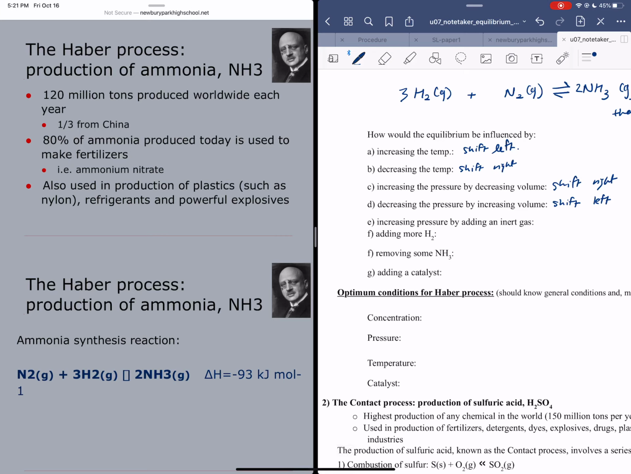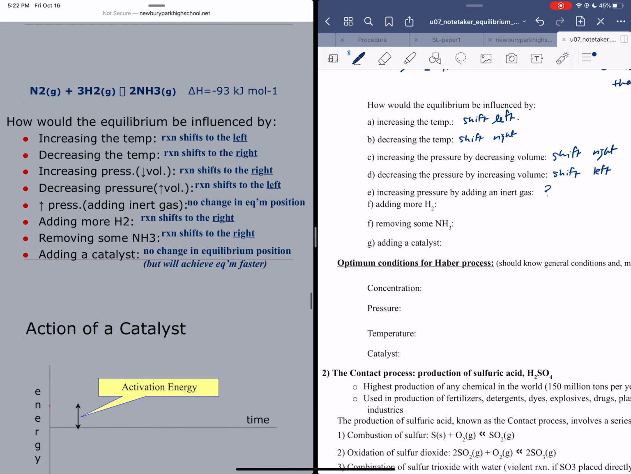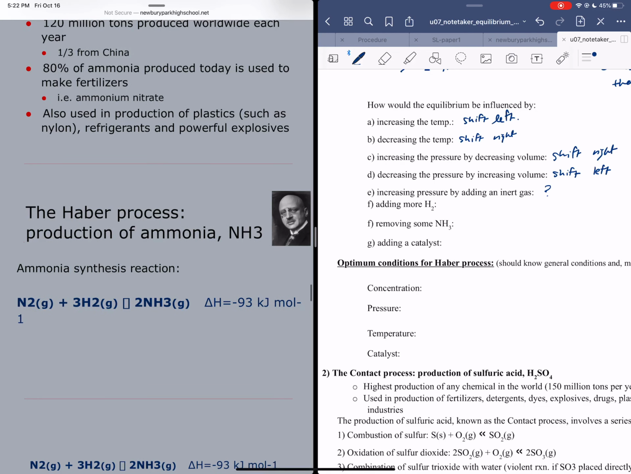Increasing pressure by adding an inert gas. This one is a bit controversial in our class. Inert gases apparently don't react with anything, so in effect, it doesn't really shift the equilibrium, but it does say increase pressure, so you might say, well, if we increase the pressure, we should shift right. I'll leave that open to you to interpret. We'll see what the slide here actually says. Yeah, that's weird. Well, we're going to stick with no change for now, even though I don't really agree.